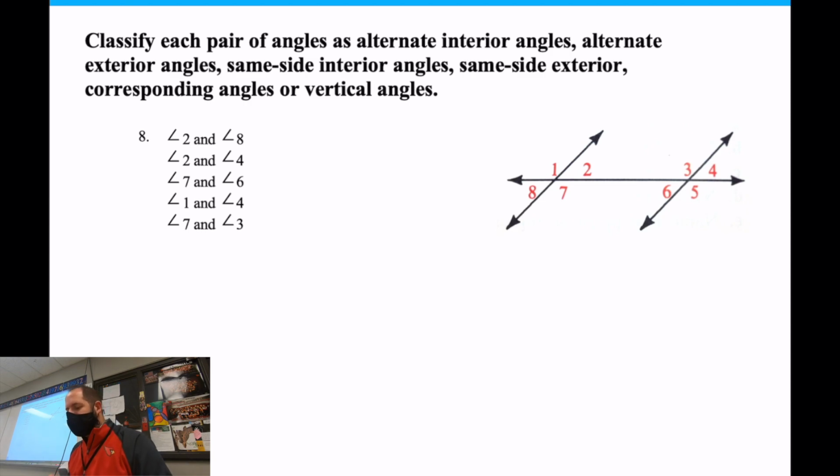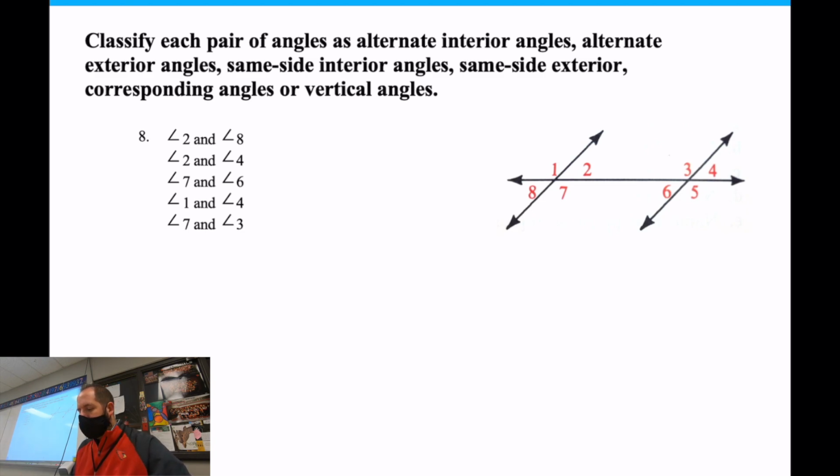So obviously we have to classify each pair of angles. Your options are alternate interior, alternate exterior, same side interior, which is called consecutive interior, same side exterior, corresponding, and vertical. Those are the options we have. That's it. Notice there's no none or none of the above. You have to pick one. So you have a 1 in 6 chance, 16.666666% chance of probably getting it right.